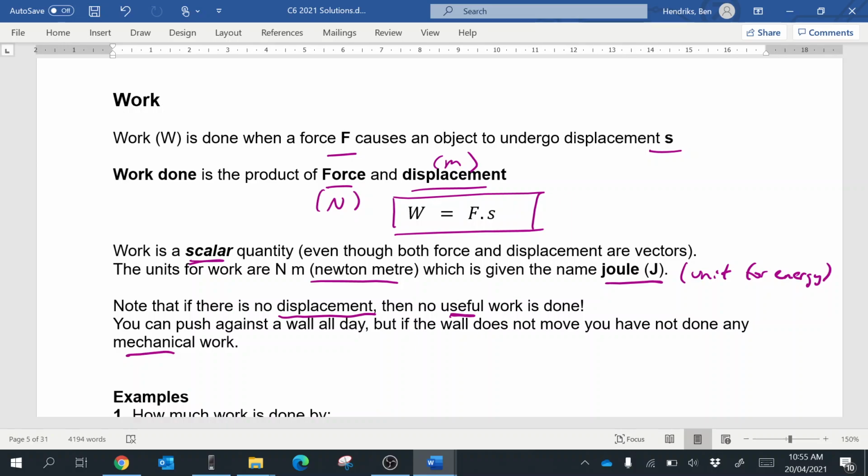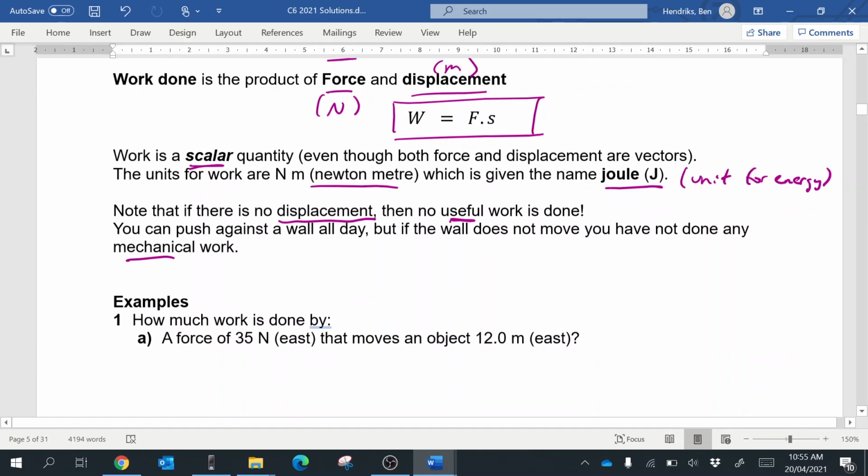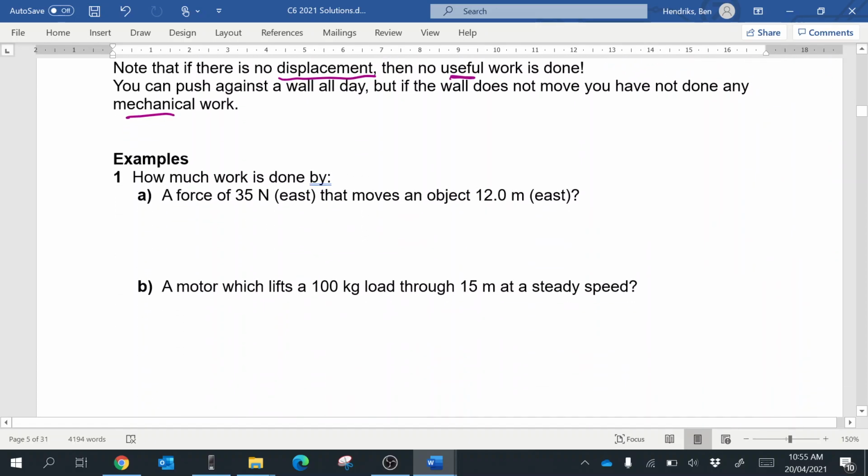So note that if there's no displacement, then no useful work or mechanical work is being done. You can push against a wall all day, but if the wall does not move, you have not done any mechanical work, even though you might have used a bunch of energy. So we'll talk about that later on as well.